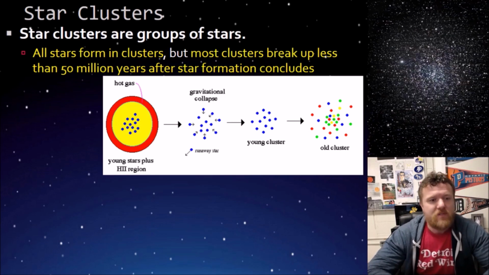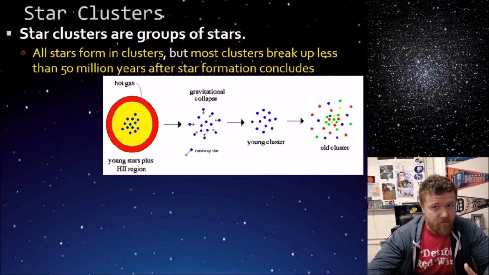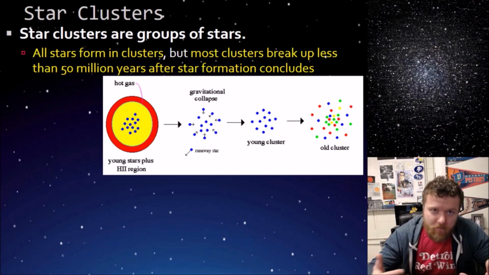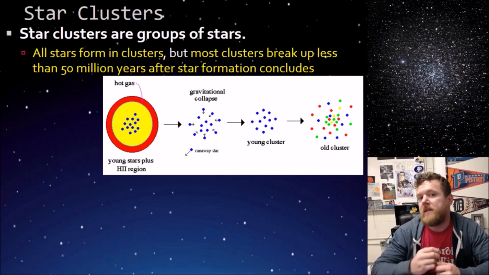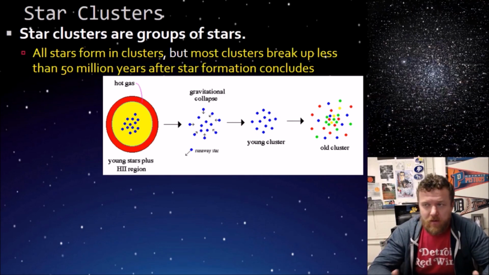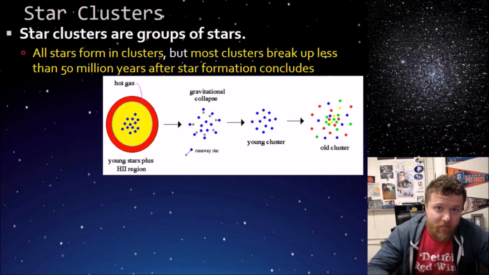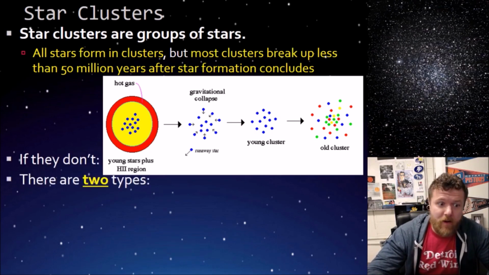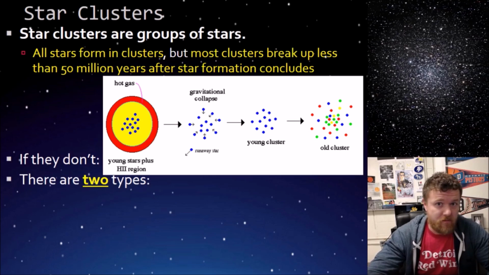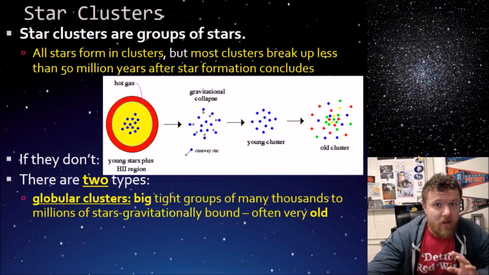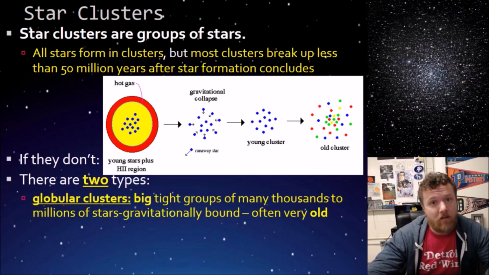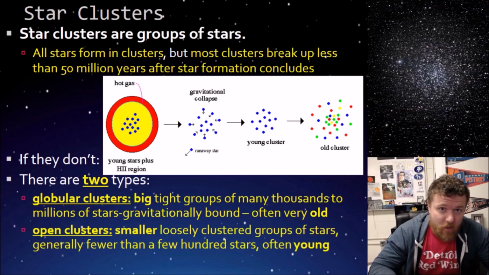We think that most stars actually form in clusters, and then over time, over millions and millions of years, stars will get slingshotted out of that cluster, and the cluster will slowly evaporate. However, if they don't evaporate, sometimes you're left with star clusters that last quite a long time. There are two types. The first one is a globular cluster. The second one is an open cluster.